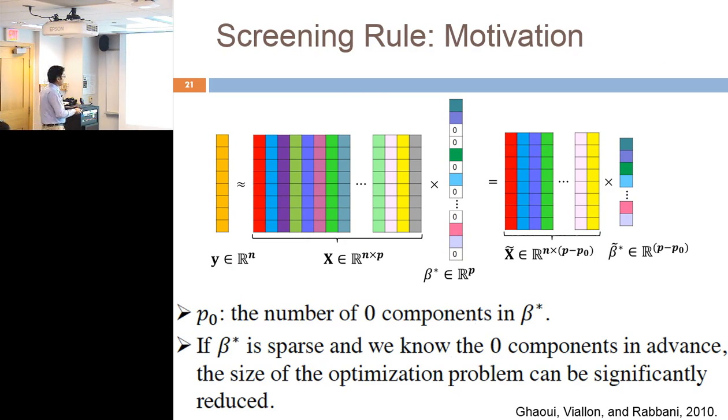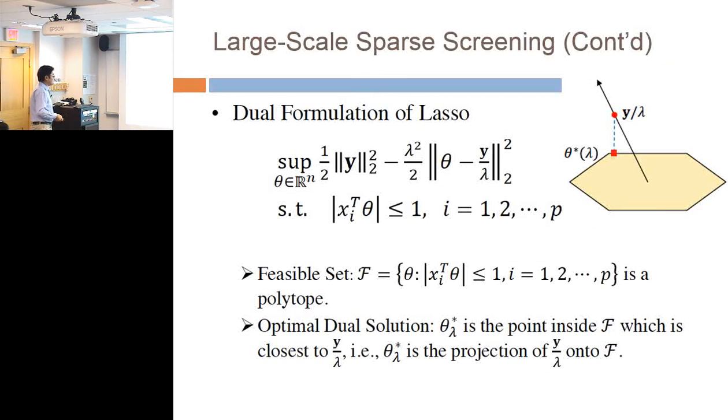So it turns out the idea of our approach actually originates from the dual formulation of Lasso. The dual formulation of Lasso is actually a projection problem. This is the dual optimum. It's actually the projection of y over lambda onto the dual feasible set. The dual feasible set is a polytope.